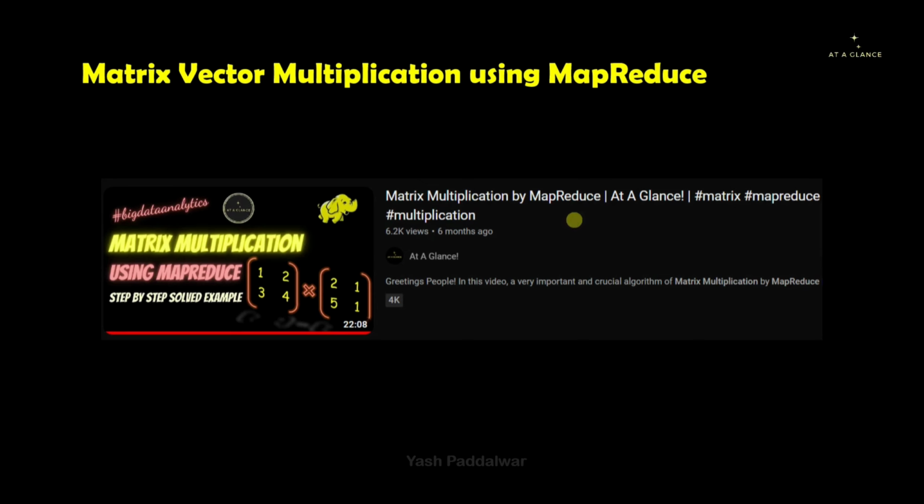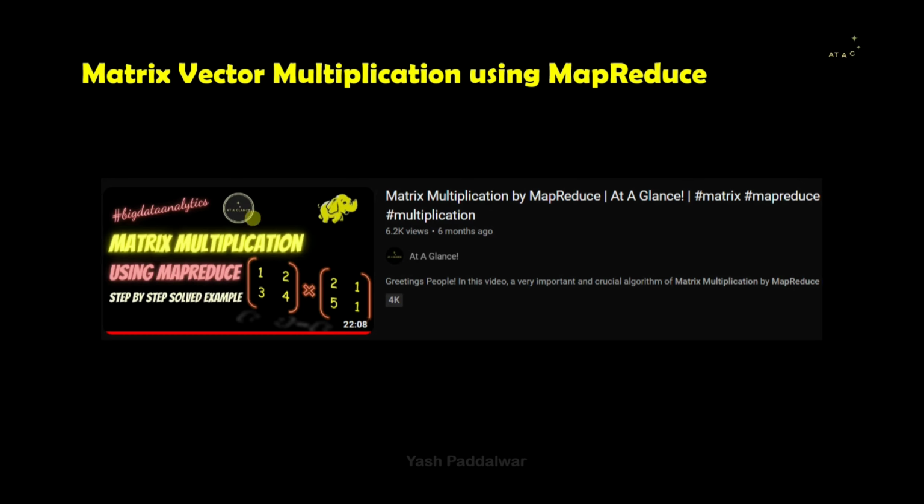The previous video, the old video which is shown on the screen, is on matrix multiplication using MapReduce, in which we multiply two matrices. And this particular video is totally on matrix vector multiplication using MapReduce. Here we are going to multiply a matrix with a vector. So I hope this is clear to you all.